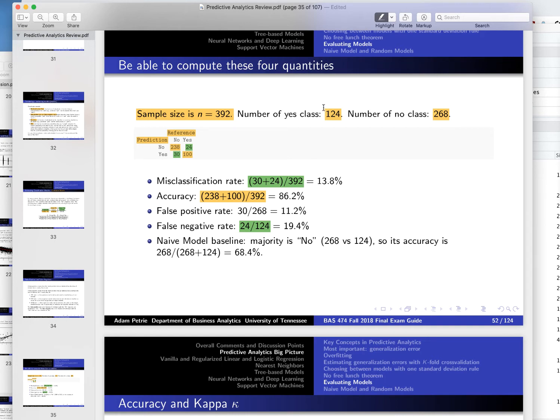In this case, we know that the no class is the majority in the data set because 268 women don't have it versus 124 that do. So if the model just predicted no for everybody, what fraction of predictions would it get correct? It would get 268 of those predictions correct, divided by the total number of predictions it made, for an accuracy of about 69%. So if a model can't beat an accuracy of 69%, you're wasting your time.